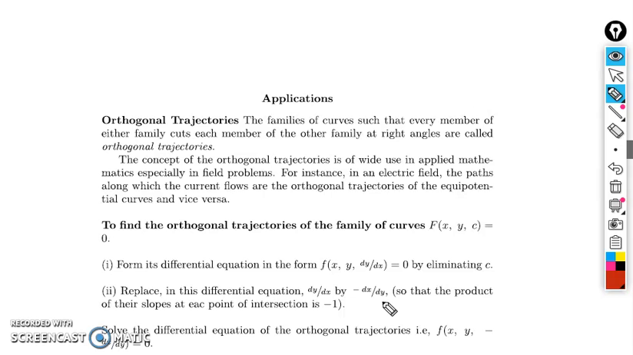When we solve this differential equation of the orthogonal trajectory, replacing dy/dx by minus dx/dy, we get the solution for the family of orthogonal trajectories. Okay, that is the procedure to find the orthogonal trajectory.